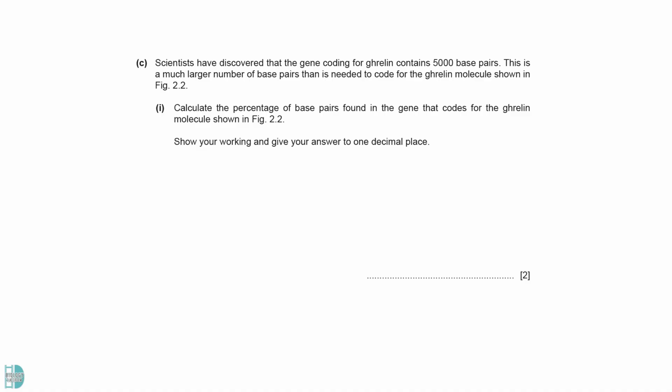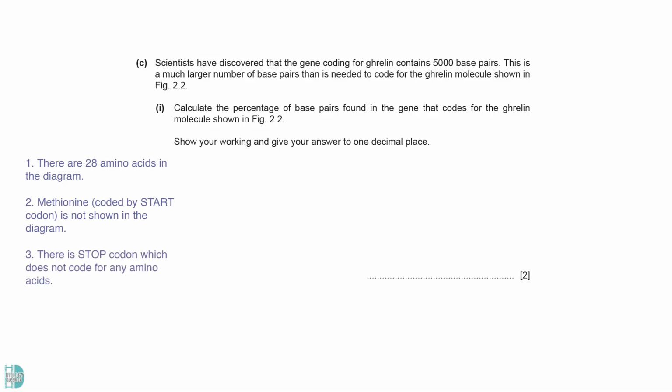C wants you to calculate the percentage of base pairs found in the gene that codes for ghrelin. There are 28 amino acids in the diagram. But don't forget that every gene must have a start codon that codes for methionine. Since the first amino acid in the picture is not methionine, the start codon is not shown here. You also have to add the stop codon, which does not code for any amino acids.